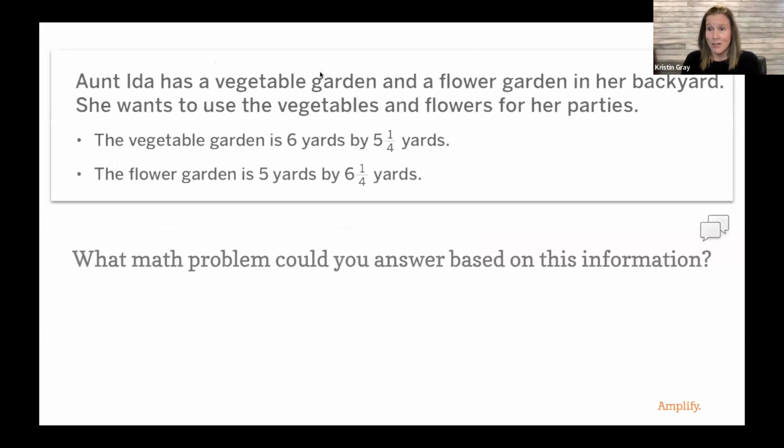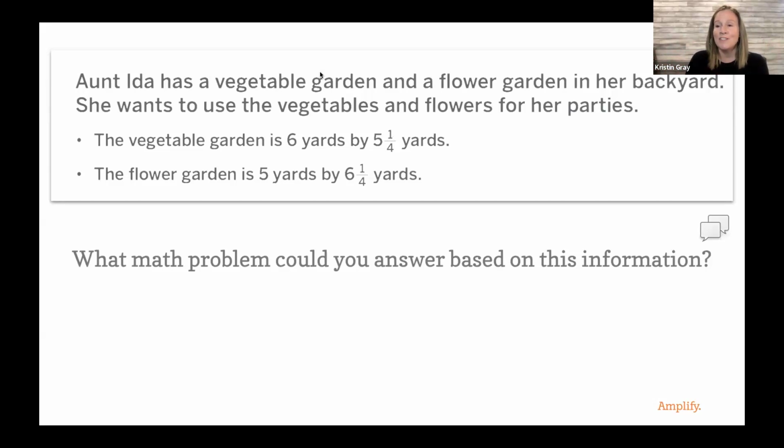And since we're going to be talking math, I thought it only right to start with a math problem. So Aunt Ida has a vegetable garden and flower garden, and she wants to use what comes from these gardens for her parties. The vegetable garden is 6 yards by 5 1/4 yards. The flower garden is 5 yards by 6 1/4 yards.